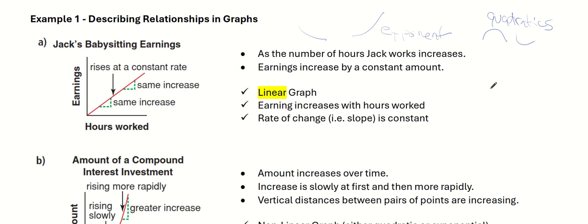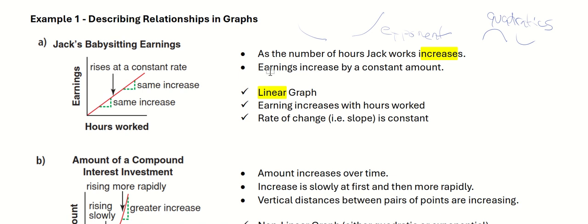Also, let's take a look at some of this here. So let's get my highlighter tool. Okay, so let's look at this graph here. This is the earnings in hours. I can tell right away it's a linear graph and it's increasing. So as the number of hours worked increases, the earnings increase.